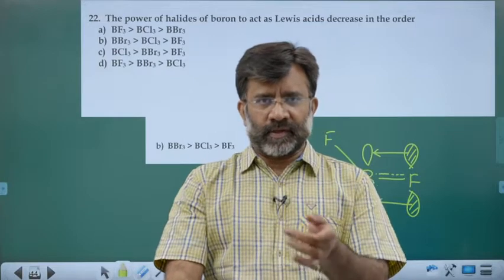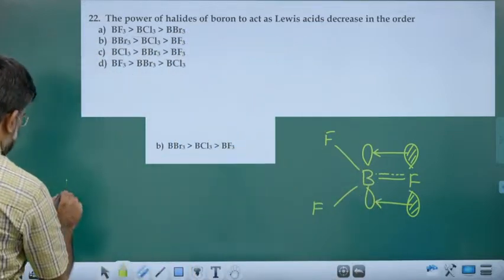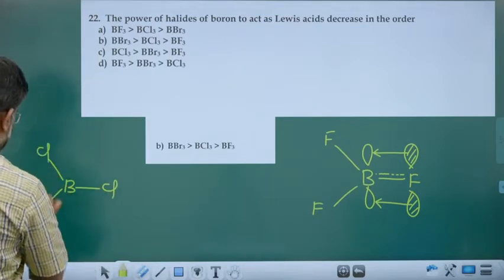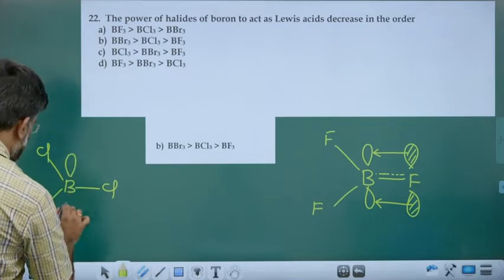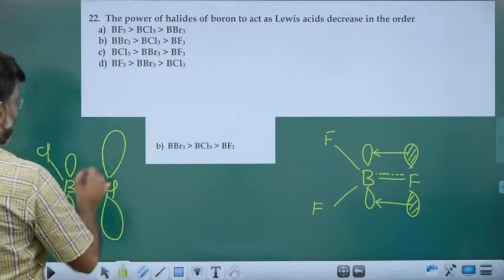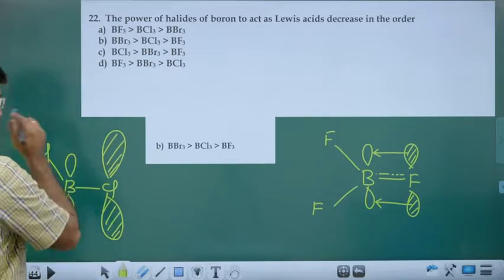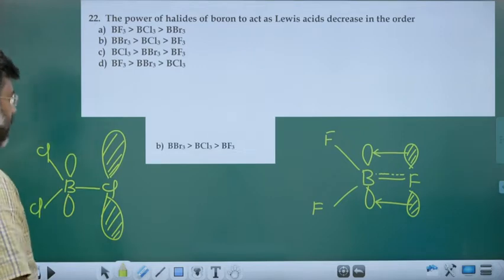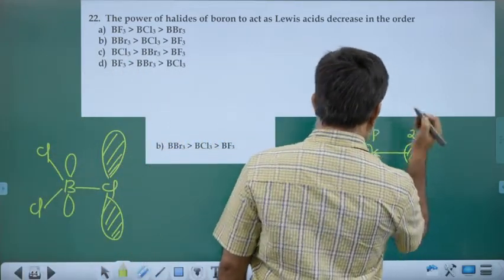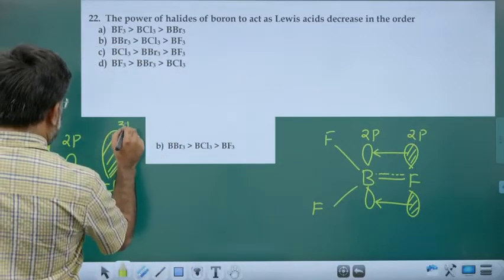Then why is that not effectively happening with chlorine? That is BCl3. The point is very simple. You see, this is the difference. In fluorine, there are electrons available. Chlorine also has electrons available. But the point is, here it is a 2p orbital, and boron's is also a 2p orbital, while chlorine's is a 3p orbital.